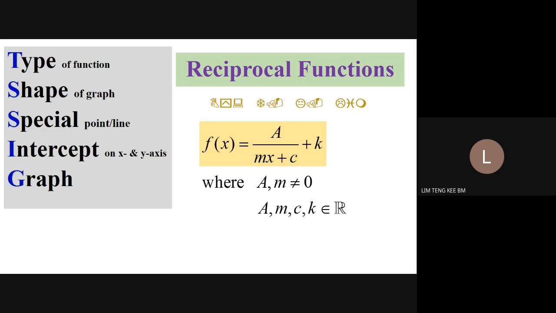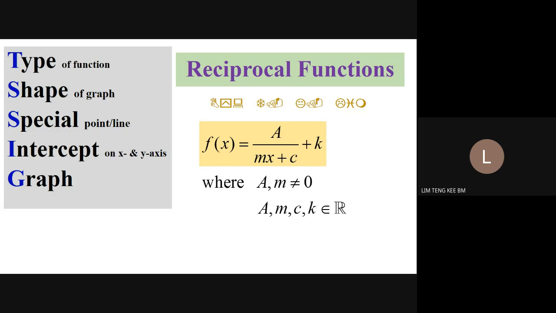So the reciprocal functions that we're going to refer to basically have the form of f(x) equals a constant capital A over mx plus c, where the A and m, once again, are not equal to 0, and the a, m, c, k all happen to be constants. So let's just begin with step number 1.